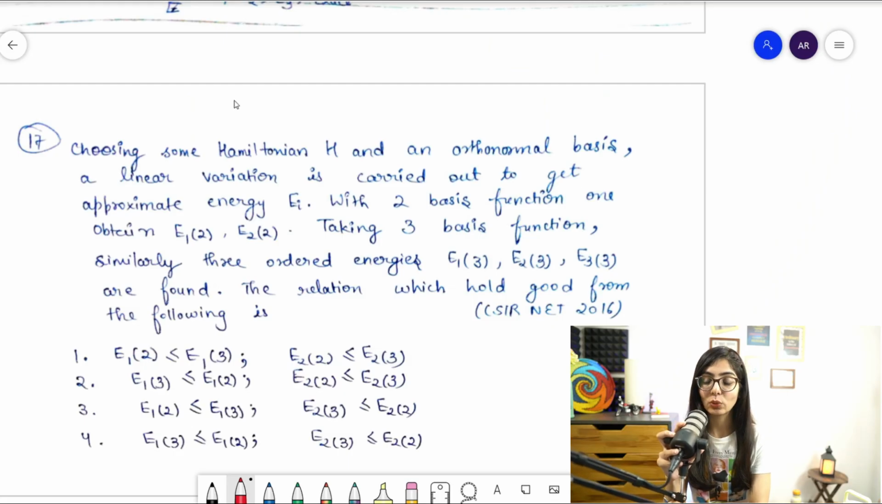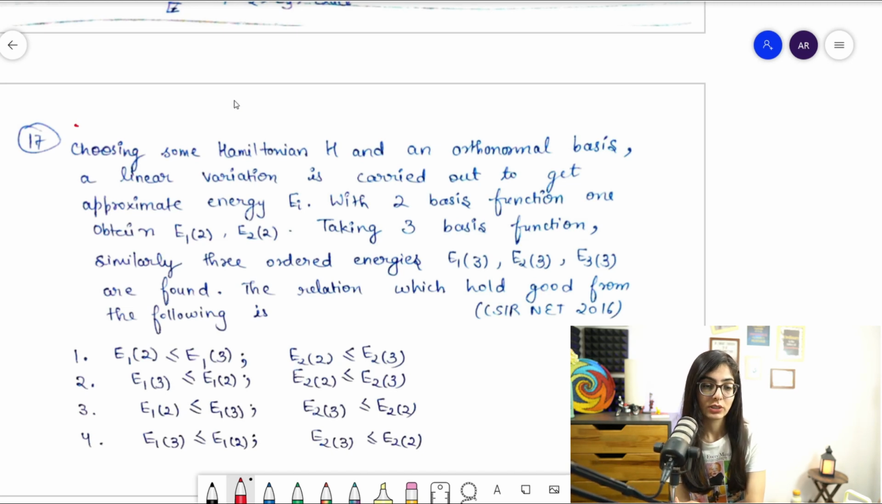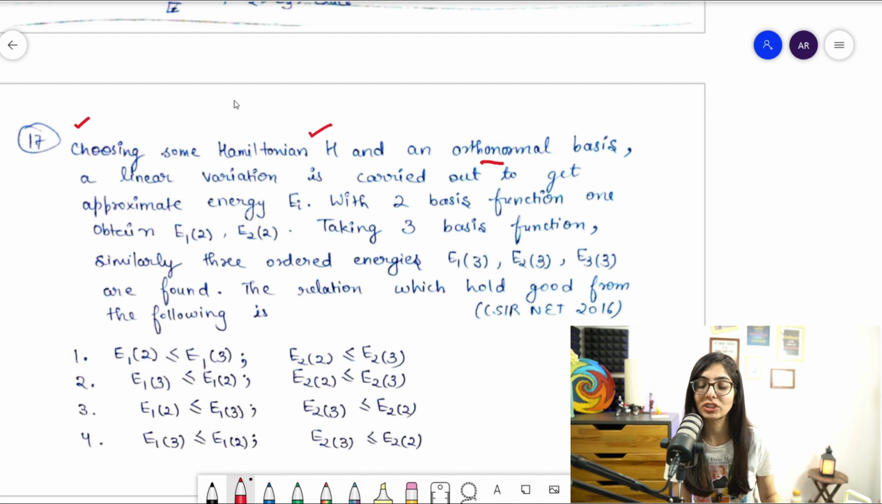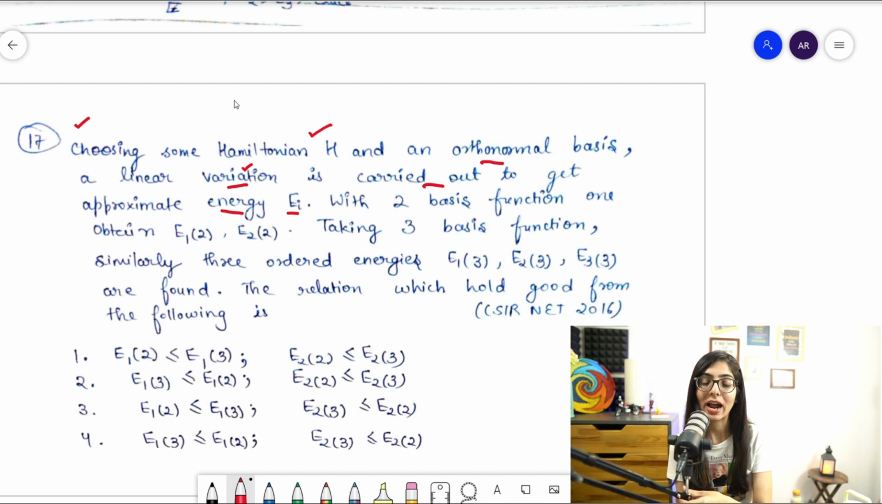So this is the 17th question which I'm talking about. If I read its statement, it is choosing some Hamiltonian and an orthonormal basis. So it took some Hamiltonian H, and orthonormal basis means the functions are orthonormal. A linear variation is carried out to get approximate energy Ei. So linear variation is carried out means the linear variational principle is applied there, and they took some trial wave function and estimated that energy to be Ei.